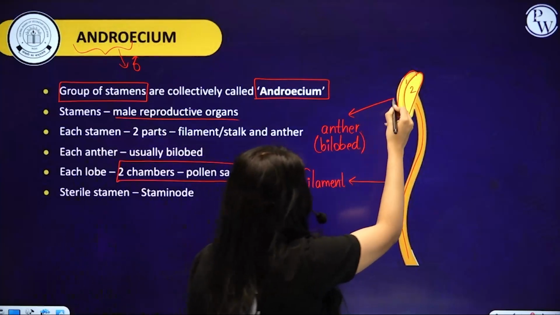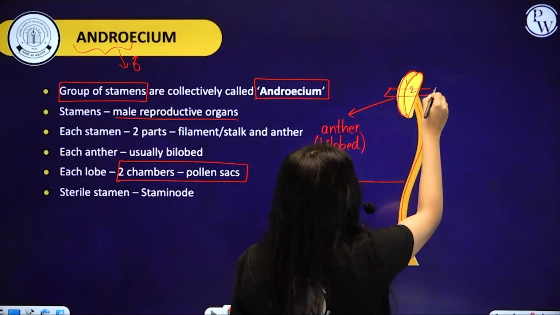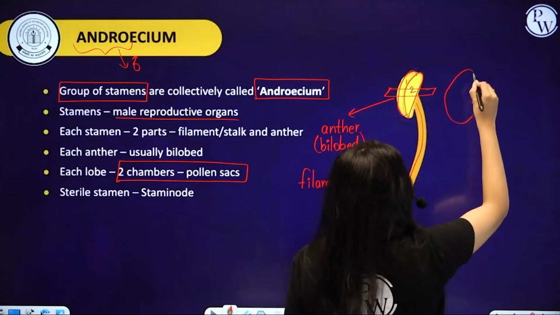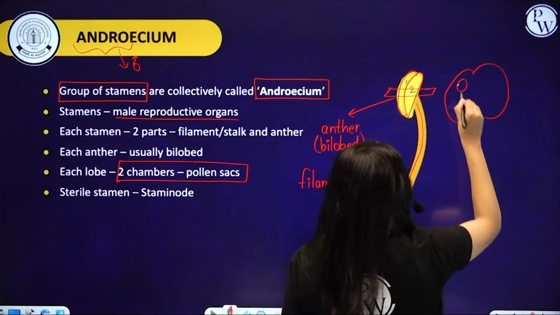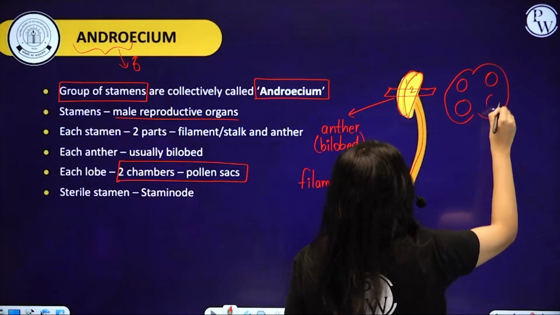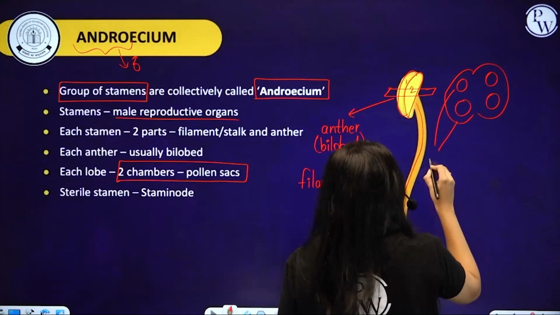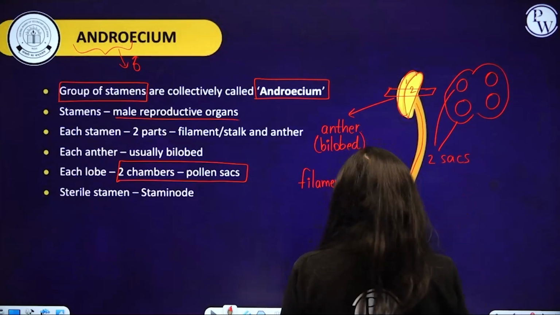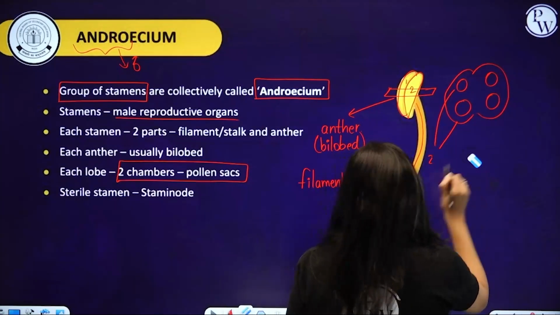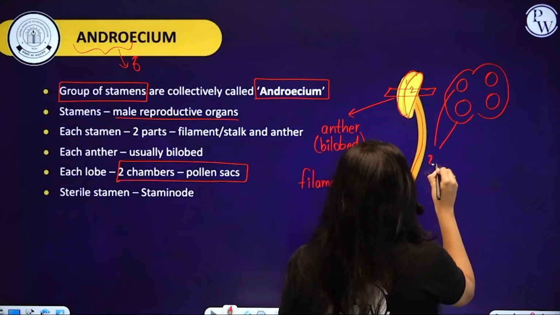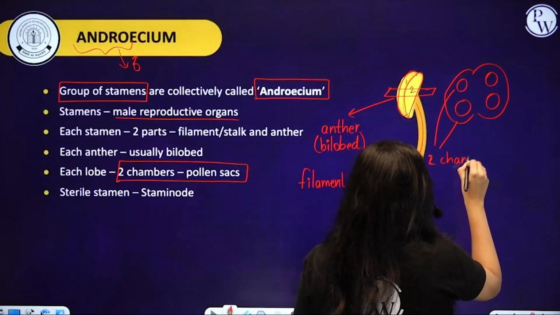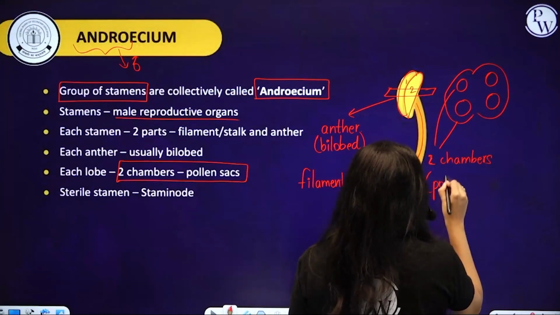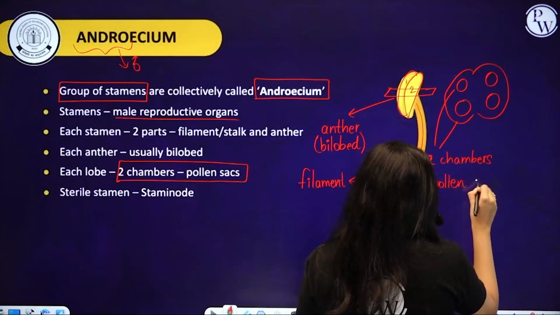Okay, so if you take a section of this anther and you look inside, if these are the two lobes, inside each lobe you will find two sacs or two chambers that are called pollen sacs.